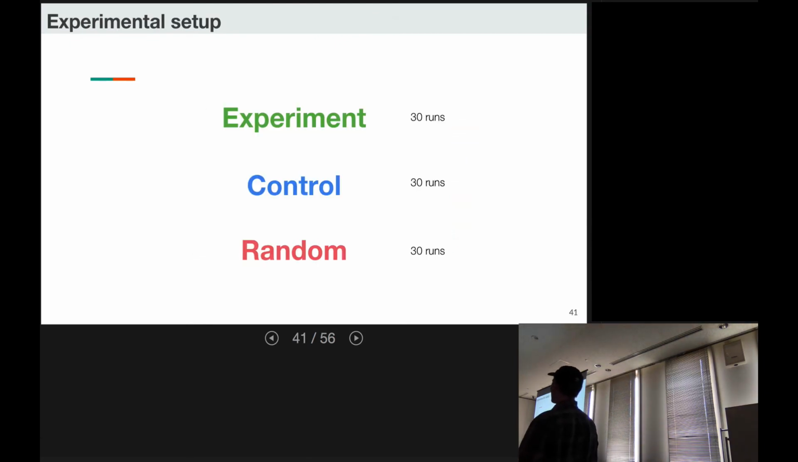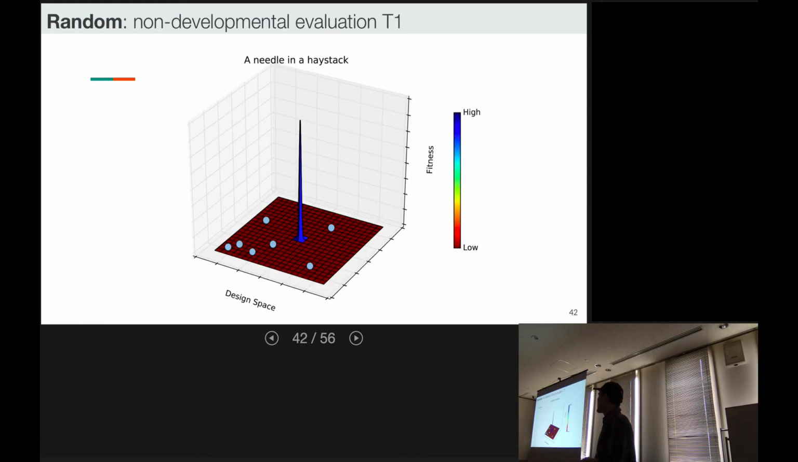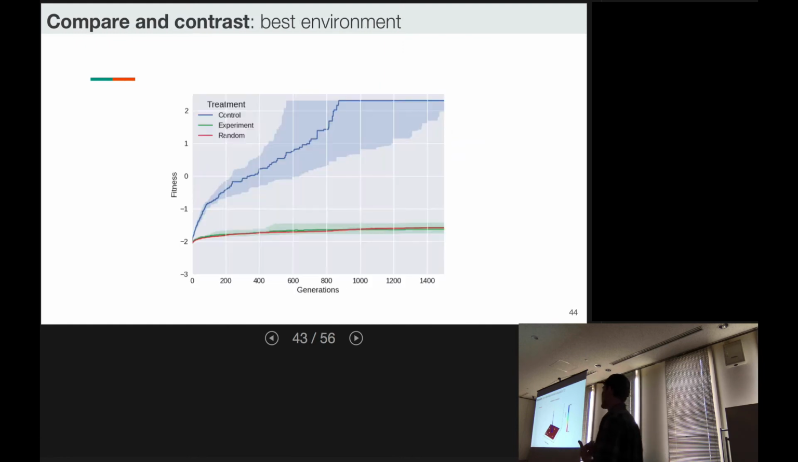And then finally, we have a random treatment. And this is just the control treatment with heredity removed. So again, tasks 1 and 2, we're evaluating just static weight matrices. So let's take a look at performance here.